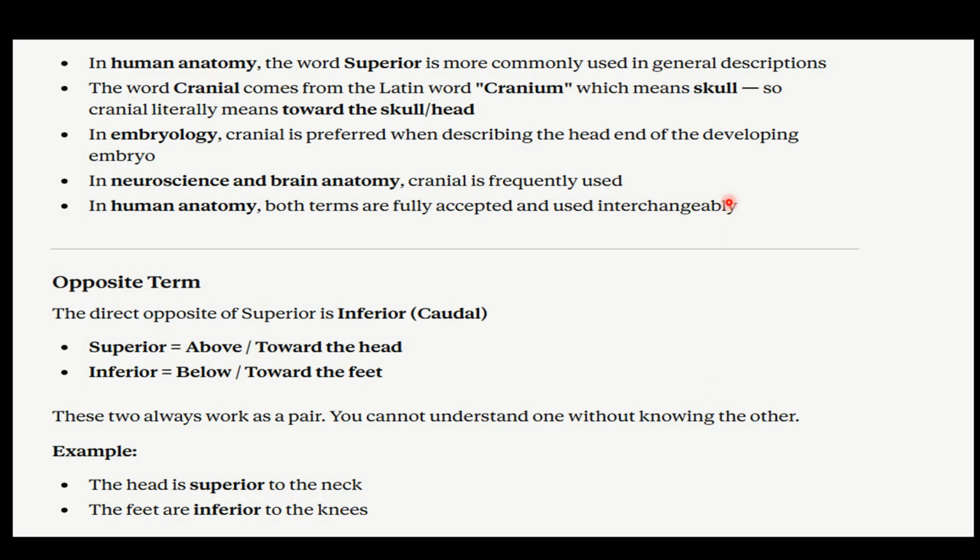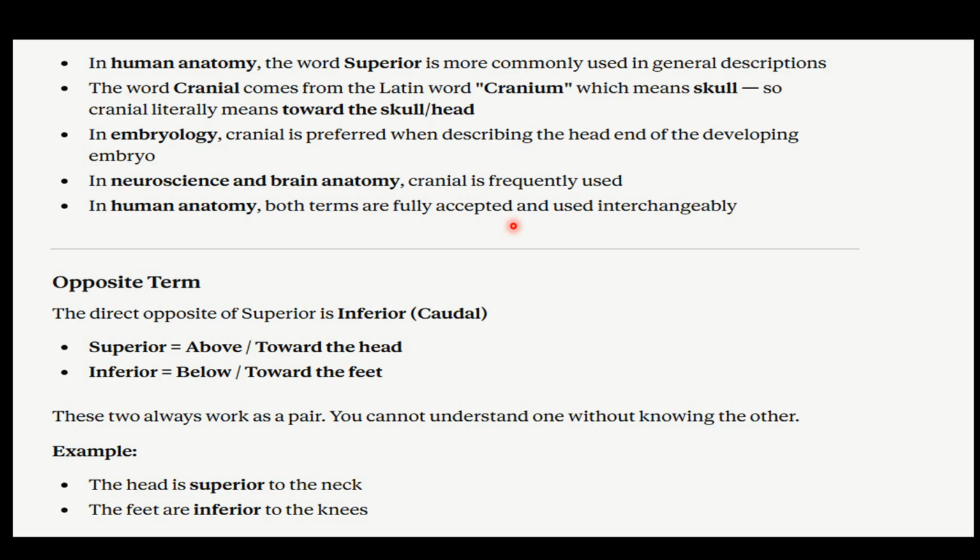Now here you can see in human anatomy, the word superior is most commonly used in general descriptions. But the word cranial comes from the Latin word cranium, which means skull. So cranial literally means toward the skull or the head. In embryology, cranial is preferred when describing the head end of the developing embryo. Similarly, in neuroscience or brain anatomy, cranial is frequently used. But in human anatomy, both terms are fully accepted and used interchangeably.